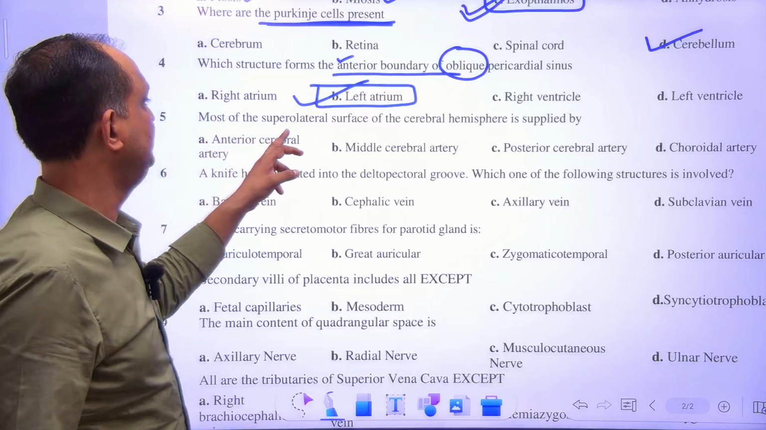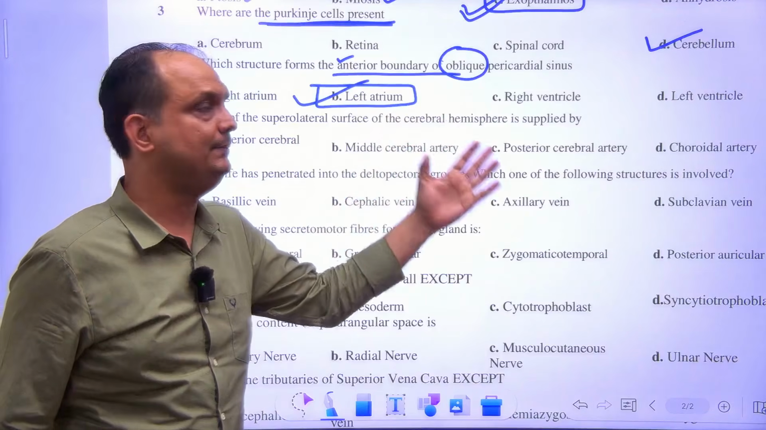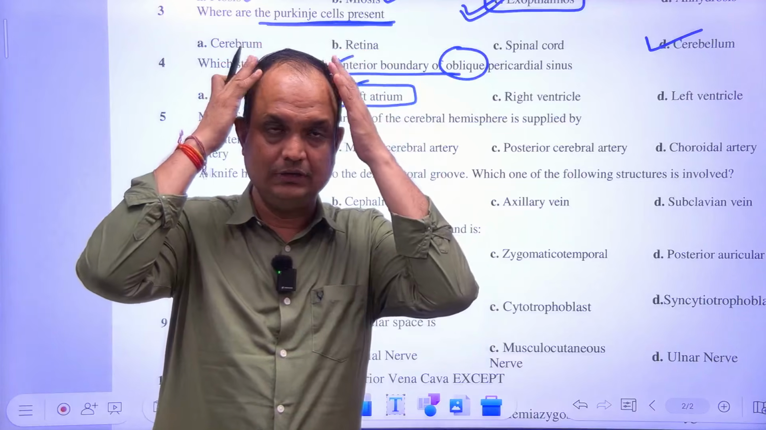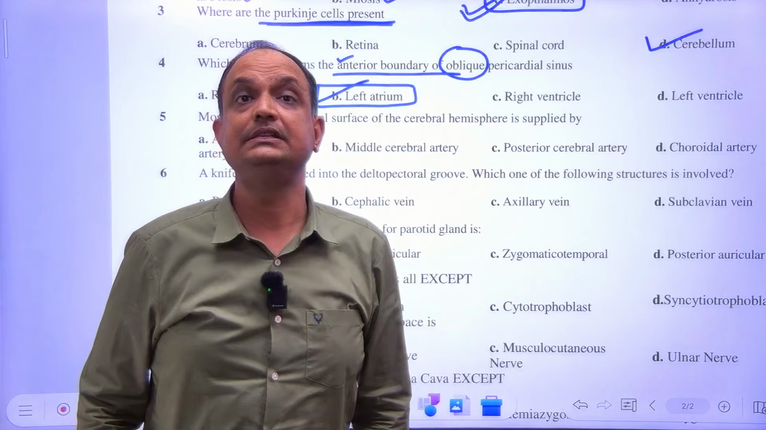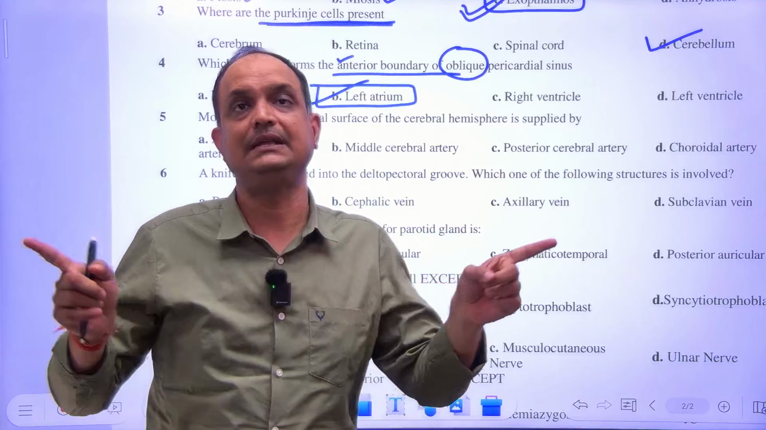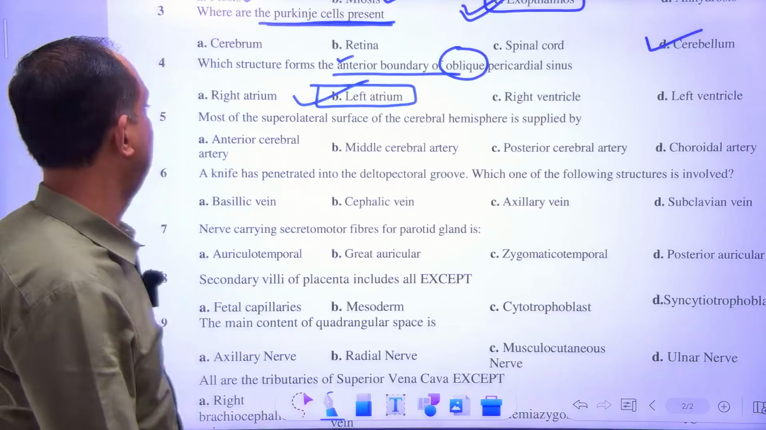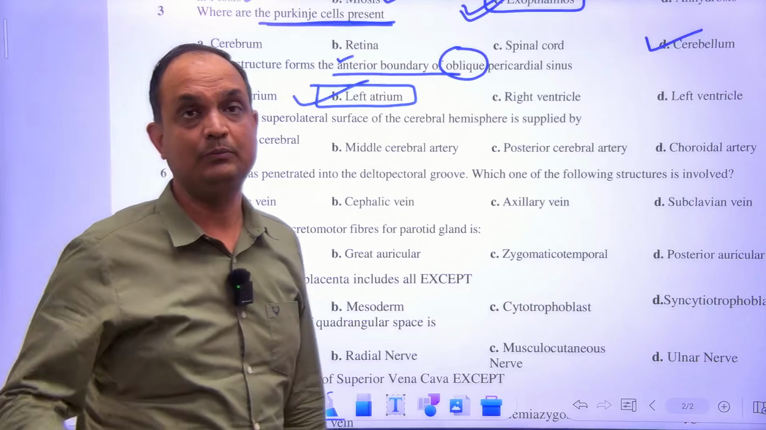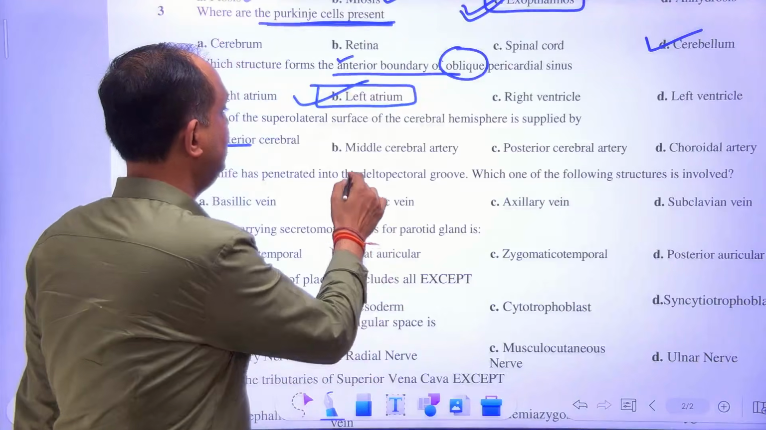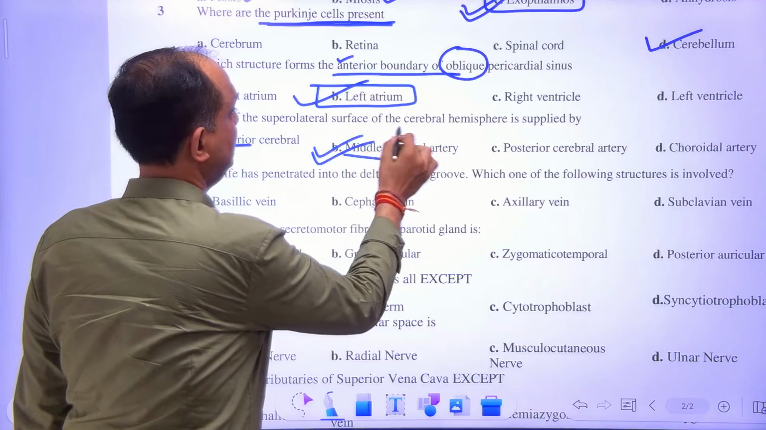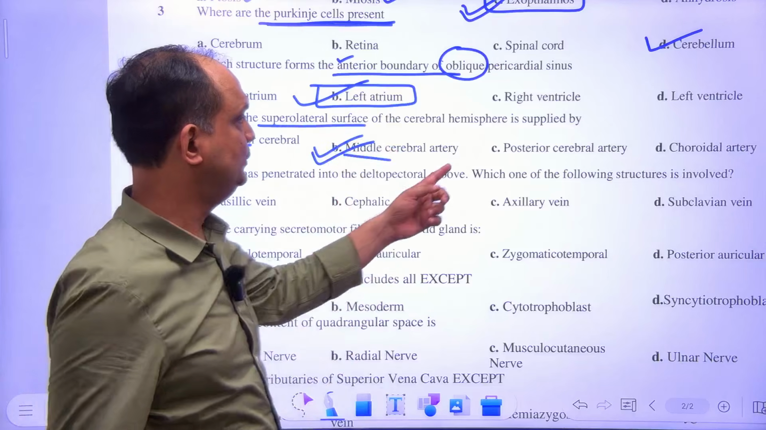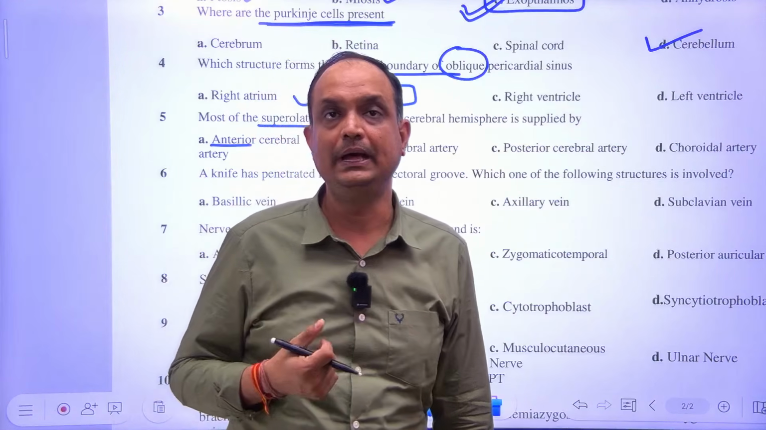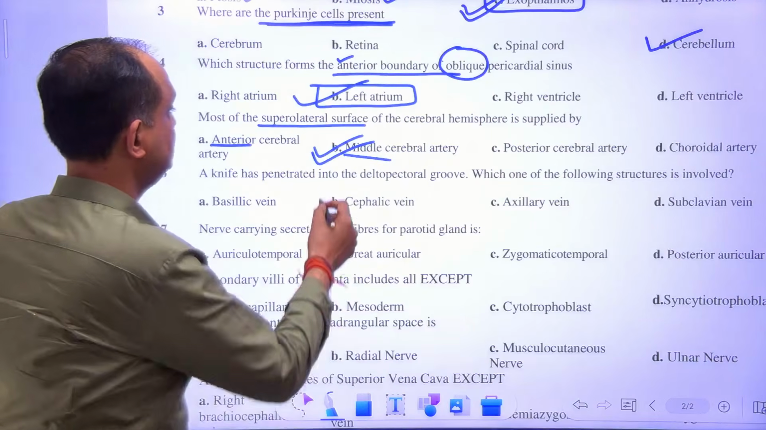Now, most of the superolateral surface of the cerebral hemisphere is supplied by? When you see the cerebral hemisphere, this is the superolateral surface and it is supplied by the middle cerebral artery. The anterior cerebral artery supplies most of the medial surface. The middle cerebral is the answer, it supplies the superolateral surface. The posterior cerebral mainly supplies the inferior surface of the temporal lobe and the occipital lobe area. So answer B.